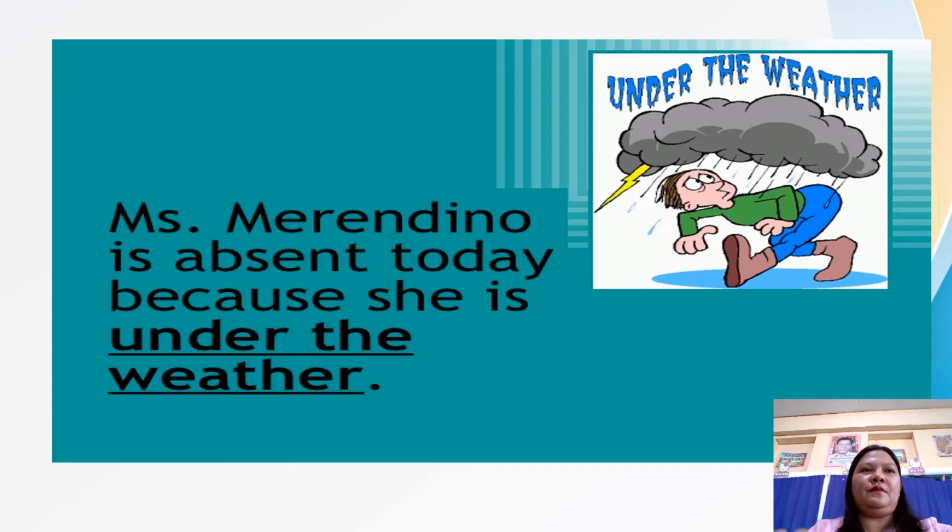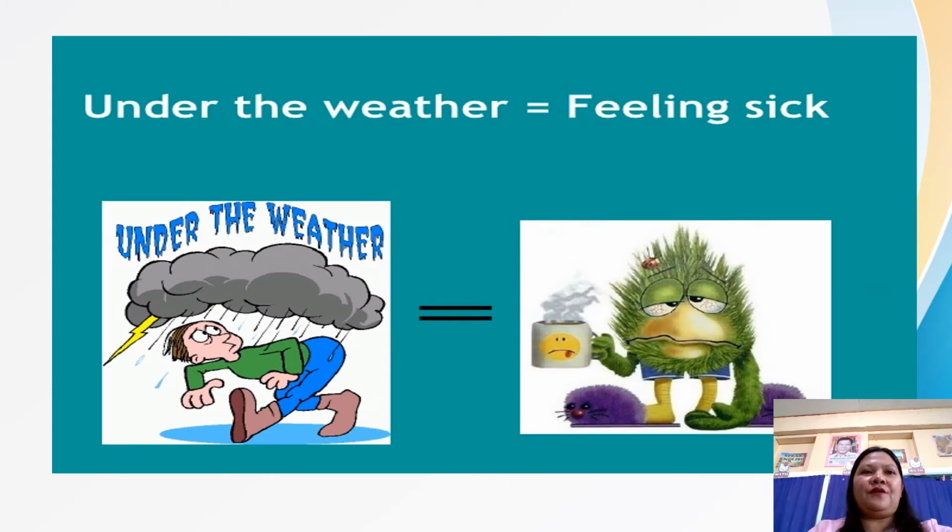Number 2. Miss Mirindino is absent today because she is under the weather. Again, what is the underlined phrase in the sentence? The underlined phrase in the sentence is under the weather. What does it mean? Under the weather means feeling sick. You are not well. You have a fever. Again, what do you mean by under the weather? It means you are not well.